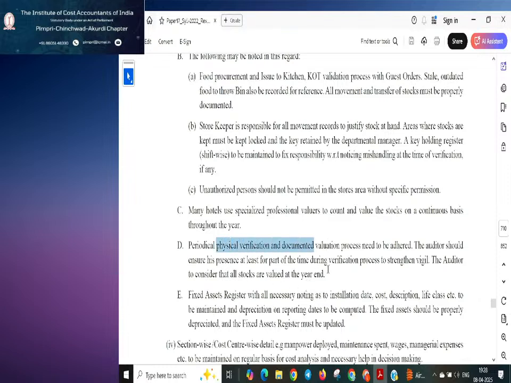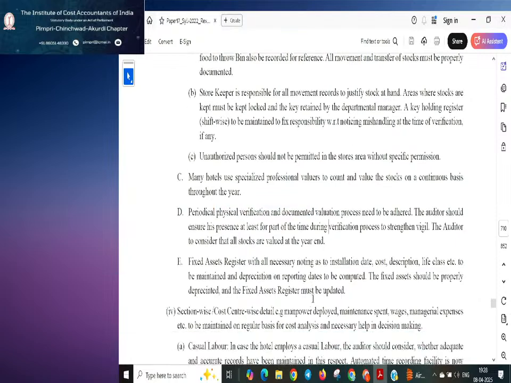Periodical physical verification and a documented valuation process need to be adhered to, and the auditor should ensure his presence at least for part of the time during the verification process. It's very important. You don't just go by the records, you should be physically present to do so.